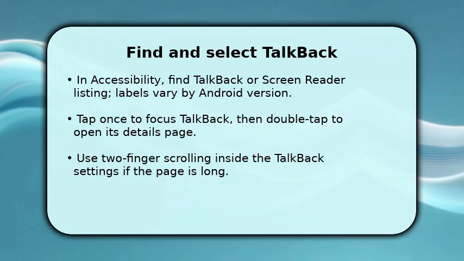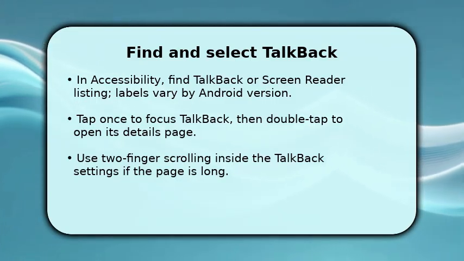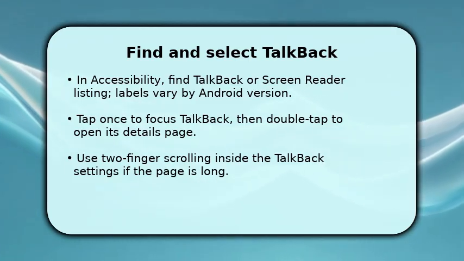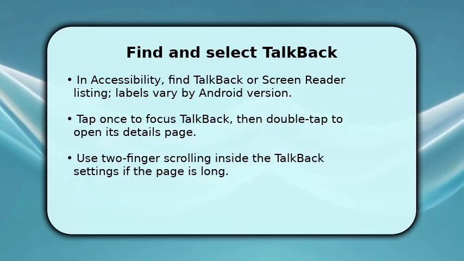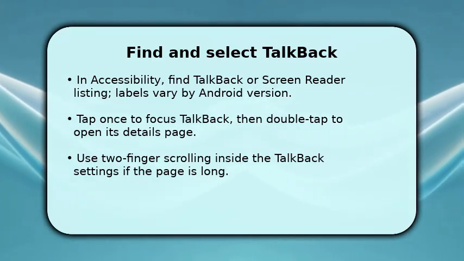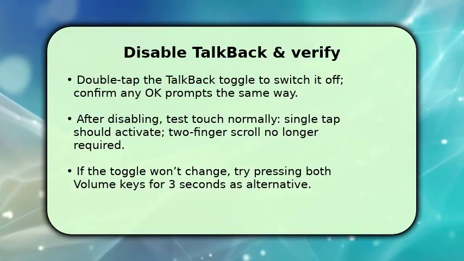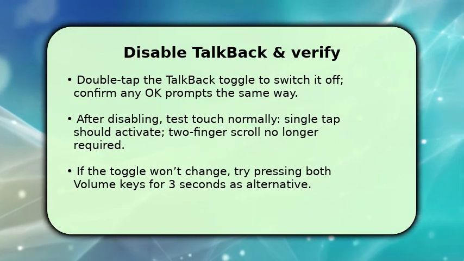TalkBack will describe the toggle control. If the page is longer than the screen, use 2 fingers to scroll and find the on/off toggle and the menu that mentions keyboard shortcuts or volume key options. Toggle TalkBack off by double tapping the on-screen switch, then acknowledge any confirmation dialogues the same way.